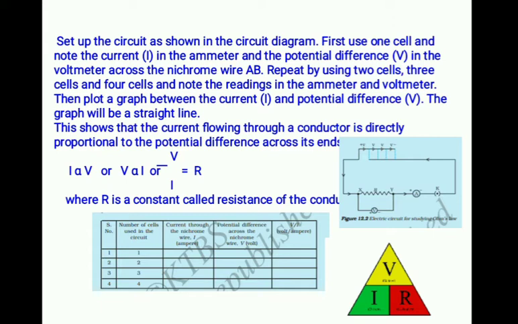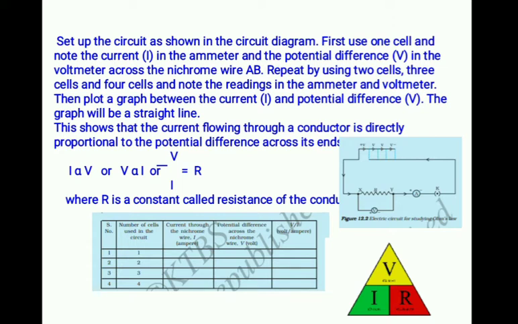First, use only one cell as the source in the circuit. Next, note down the reading in the ammeter, I, for the current and the reading of the voltmeter, V, for the potential difference across the wire XY, and tabulate them. Next, connect two cells in the circuit and note the respective readings of the ammeter and voltmeter for the current through the wire and potential difference across the wire. Repeat these steps using 3 cells and 4 cells separately.